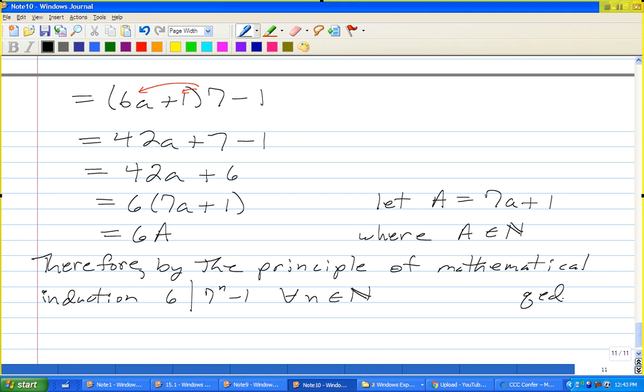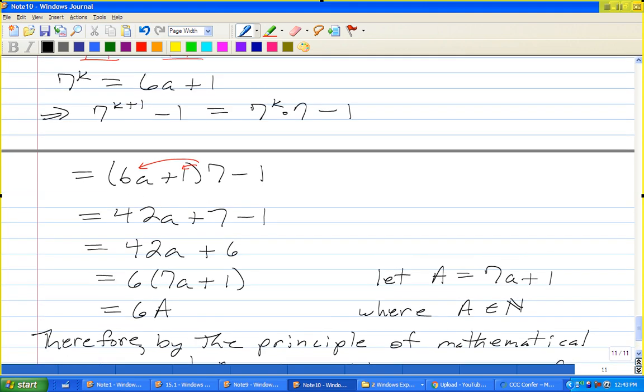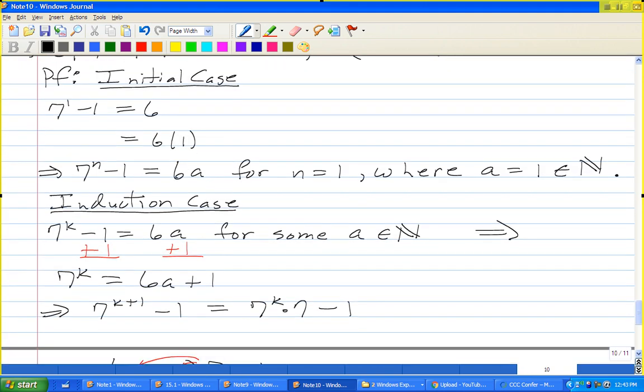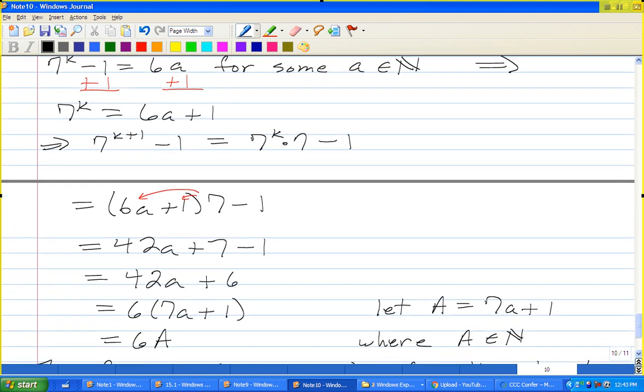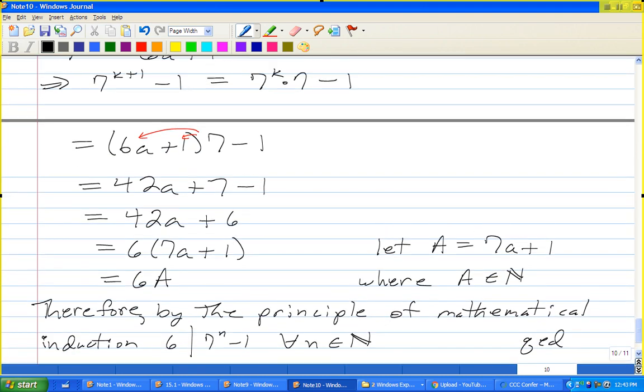So I am done. Please note that this is the minimum amount of work that is necessary to get full credit for this proof. So in the previous steps, I sort of gave you words to explain what I was doing. Now, if an exam gave you this problem, this would be the minimum number of steps to get full credit. And if you didn't show all these steps, you would not get full credit.